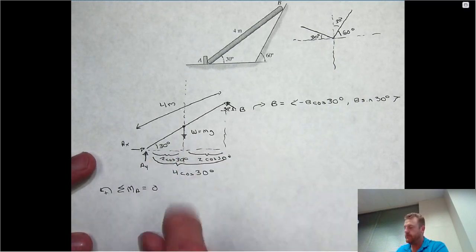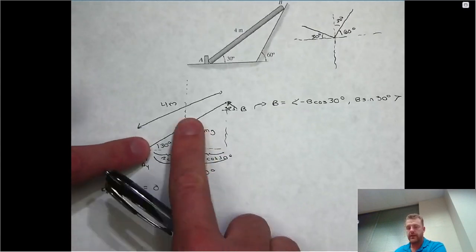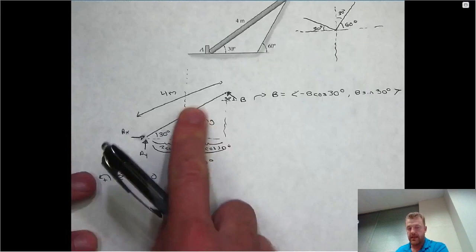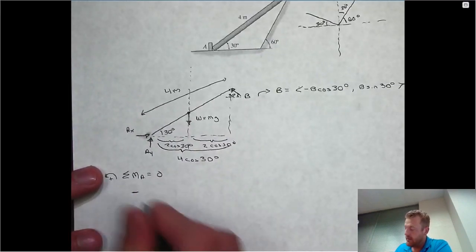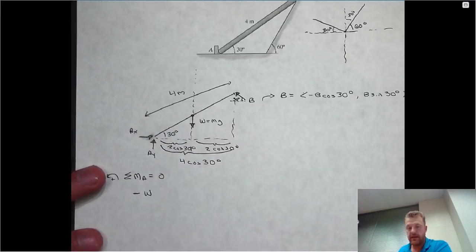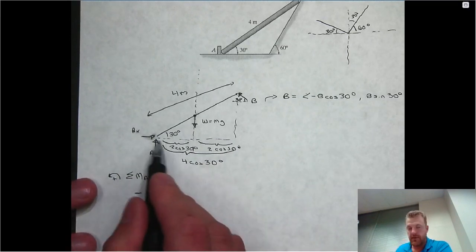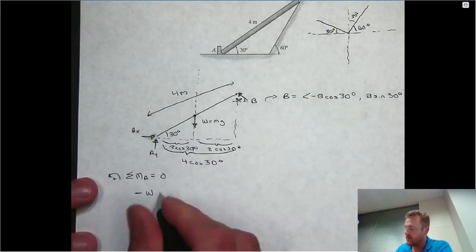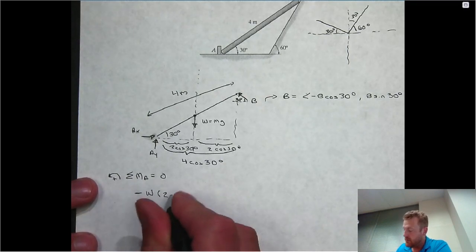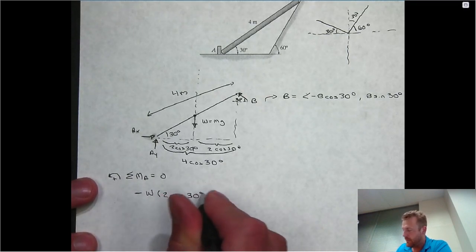So when I think about the rotation that the weight will cause about point A, hopefully everyone sees that it's going to be in the clockwise direction. So it's going to be a negative, and it's going to be whatever the magnitude of that weight is, which I'll just denote as W here. And then the perpendicular distance from point A to the line of action of the force is just going to be 2 cos 30.